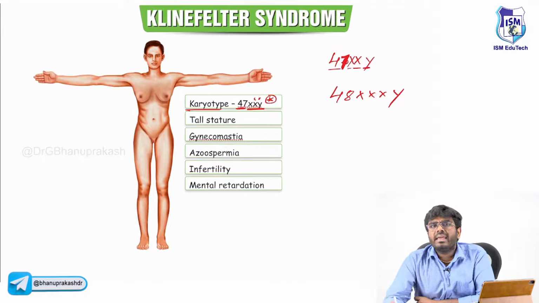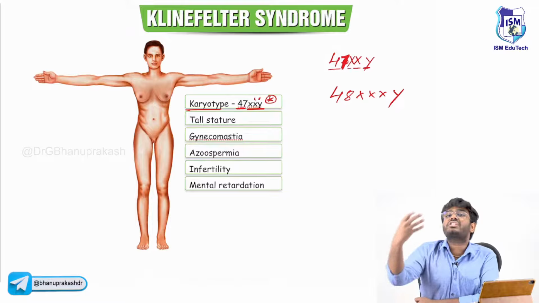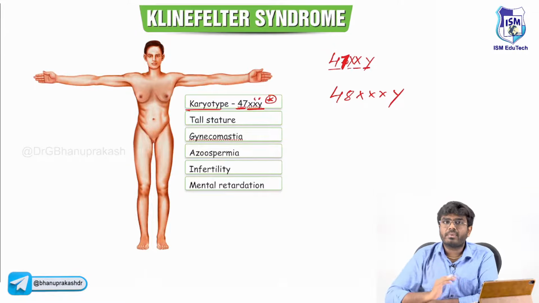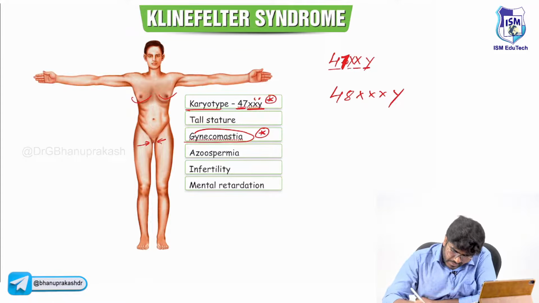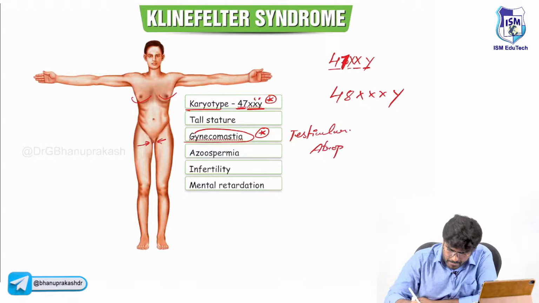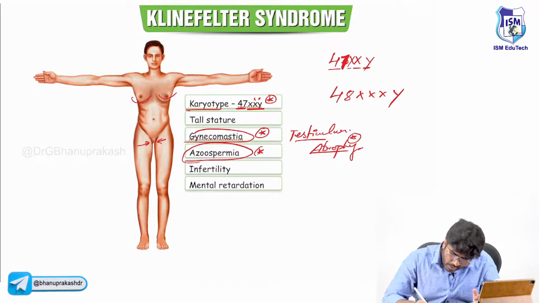Now what happens? Normally XY is male, XX is female. Now if a male is having one extra X, X is more female, right? If a male is having one extra X, female-like characters will develop. What are those female-like characters? Now gynecomastia, he is having breast tissue development. Gynecomastia. True. Now if you look at his testes, the testicular atrophy will occur. There will be micropenis, testicular atrophy, and even in this testis, there are no sperms. Azoospermia, MCQ, there are no sperms.